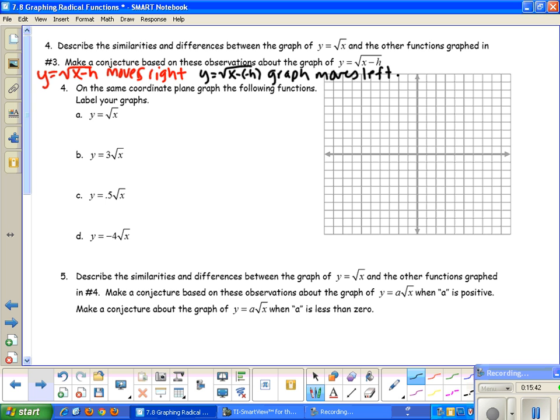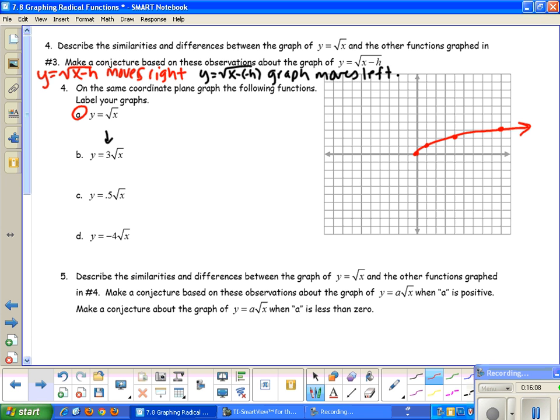So the next one, it says on the same coordinate plane, we're going to graph the following functions. And notice instead of moving our graph left or right or up or down, we're changing this value that's in front. So my parent graph is the first one, which we should know what it looks like by now. Start at (0, 0), (1, 1), (4, 2), and (9, 3). So that's this graph right here. So you should be able to graph that one without even using your calculator.